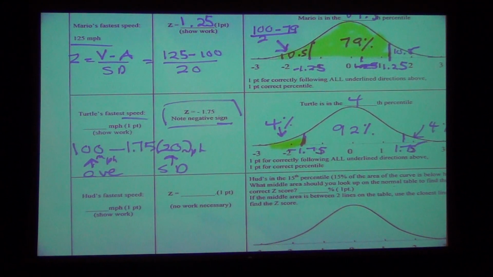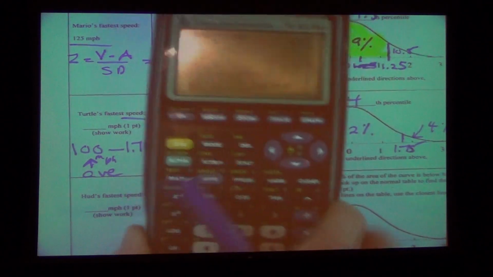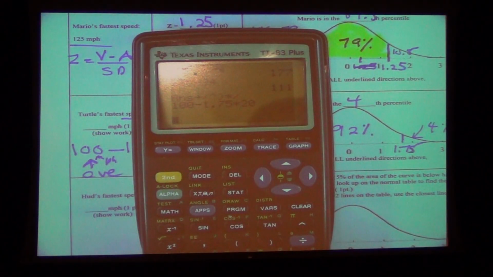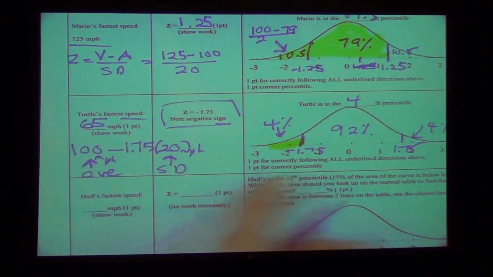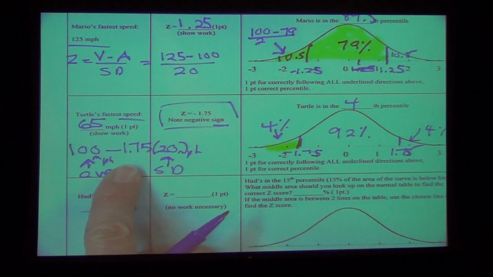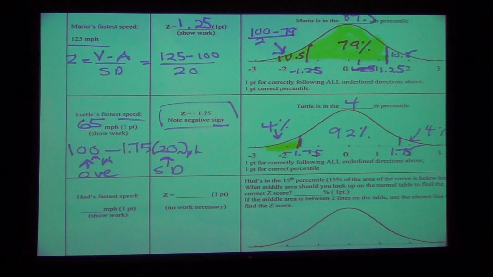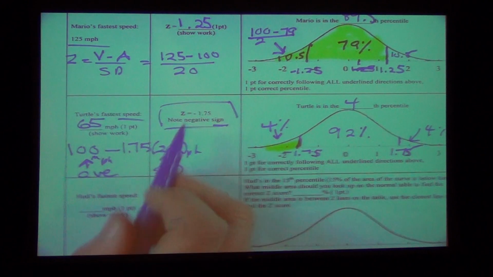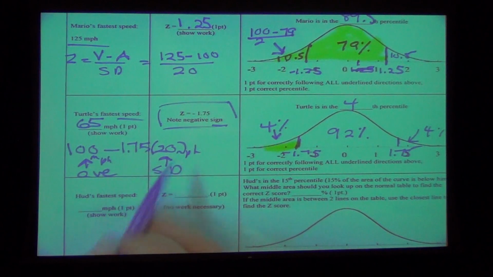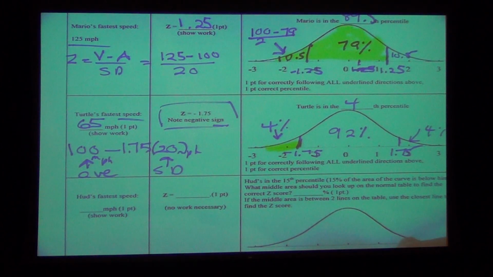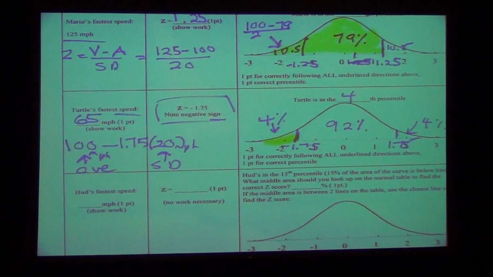So what would that be? 100 minus 1.75 times 20, just do it on your calculator. I should have been able to do that in my head, but that's 65. 65 miles per hour. Does that make sense? Questions? What if that was positive? What would you do? You'd say 100 plus 1.75 times 20. All right, let's go to the next one.